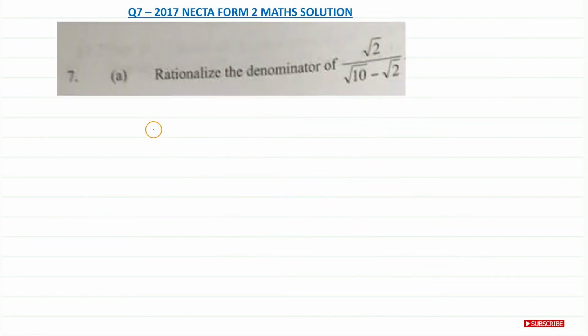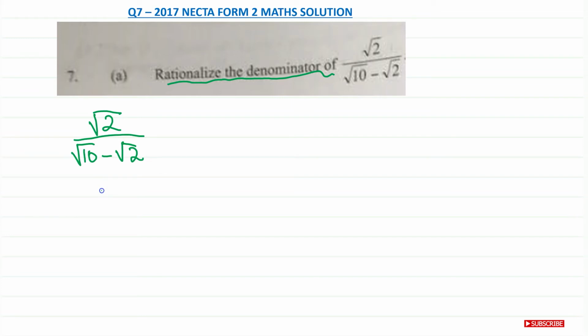So now question 7a, we're asked to rationalize the denominator of this surd. So let me rewrite it so you see it clearly. So we've got √2 over square root of 10 minus square root of 2. What do we need to do if we have a surd as a denominator? Well, we need to rationalize, and that's what we're going to do. It means we're going to remove the surd, the square root. We don't want the square root.